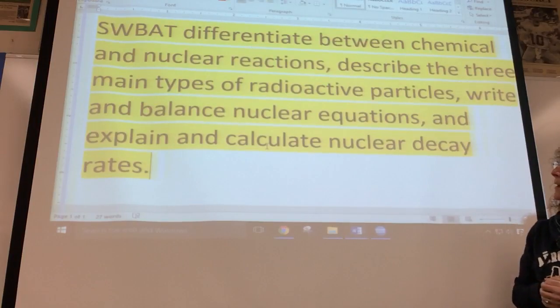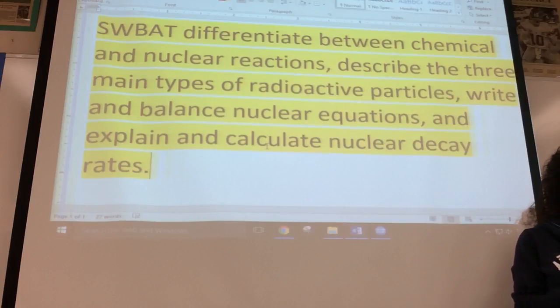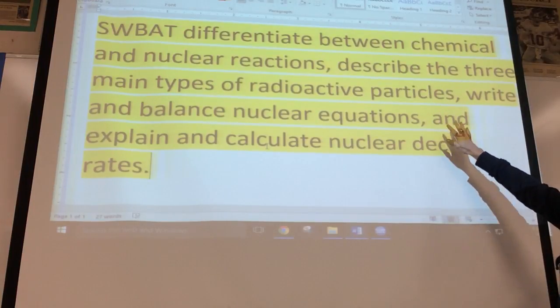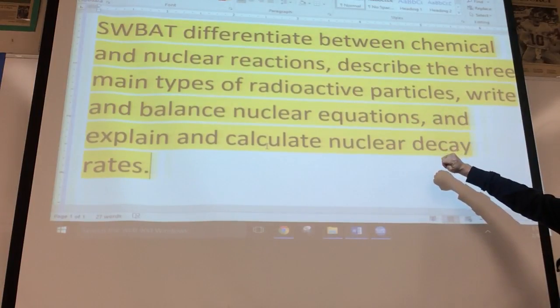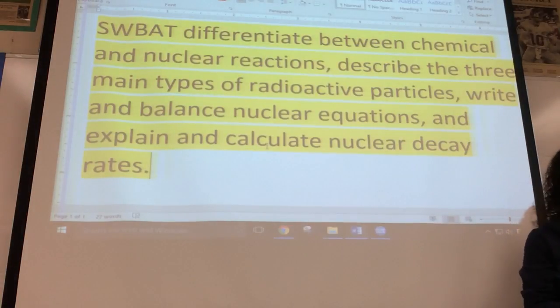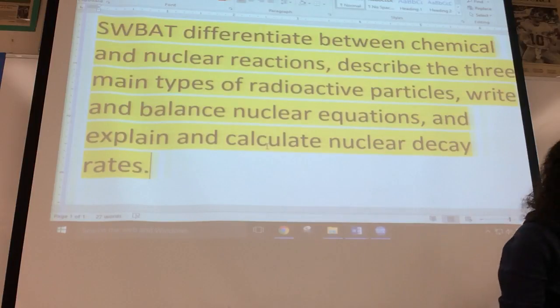We've already talked about the 3 types of radioactive particles. One is alpha. What are the other 2? Beta and gamma. A helium nucleus is an alpha particle. Okay? So we've already talked about that. You can write and balance the nuclear equations. And today we're going to talk a little bit about nuclear decay, and nuclear decay rates probably next time. We're going to take a look at why nuclear decay occurs and what determines whether a nucleus is stable.